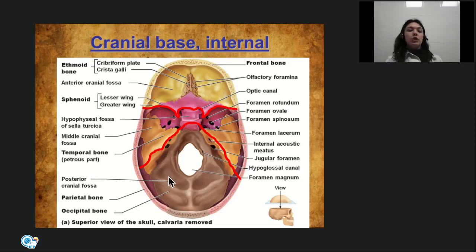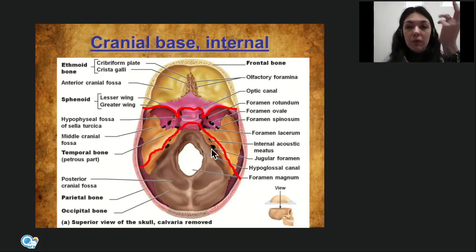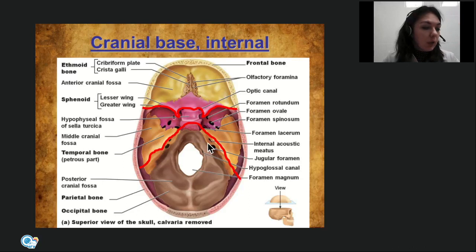The main communications of the posterior cranial fossa are the foramen magnum, the largest one, through which the spinal cord passes, or the medulla oblongata, which continues here into the spinal cord. There is also the jugular foramen, located between the jugular notch of the occipital bone and the jugular fossa of the temporal bone, through which the 9th, 10th, and 11th pairs of cranial nerves pass: the glossopharyngeal, vagus, and accessory nerves, as well as the internal jugular vein. Then there is the internal acoustic meatus, through which the vestibulocochlear nerve and the facial nerve leave the cranial cavity.